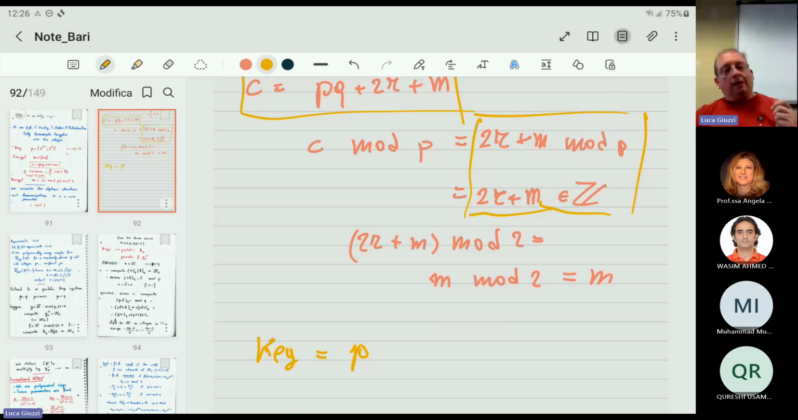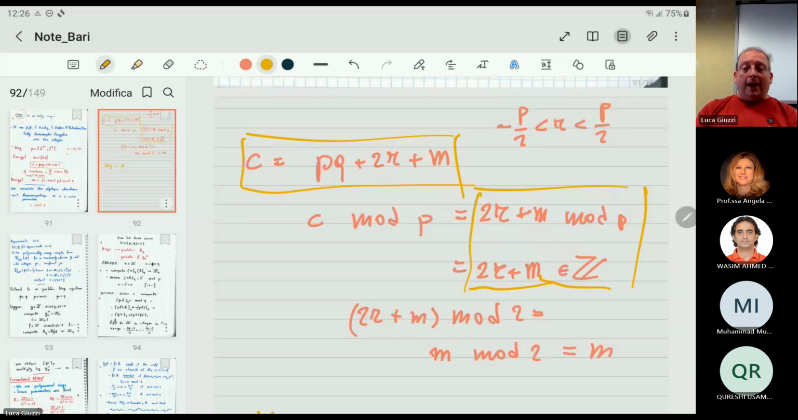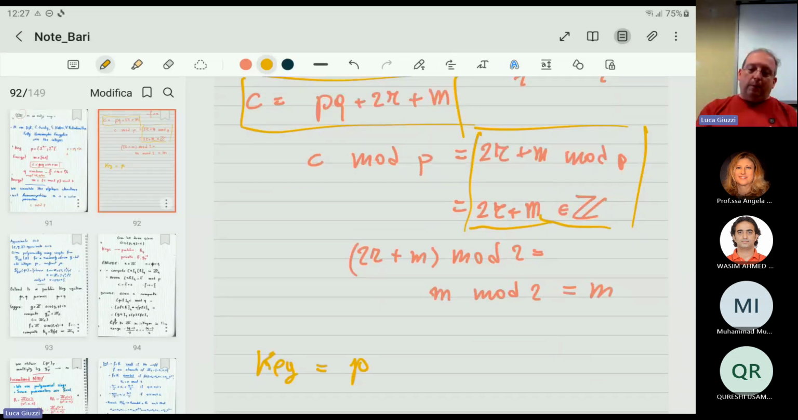The only problem this cryptography system has is that if you keep on using it and multiplying ciphertexts among each other, then the noise term, that is to say this R term, might grow more than P over 2. And if it's larger than P over 2, then the encryption doesn't work anymore. Because it's not true anymore that C mod P, which is 2R plus M mod P, is the same as 2R plus M. So this is what is called a somewhat homomorphic crypto system.